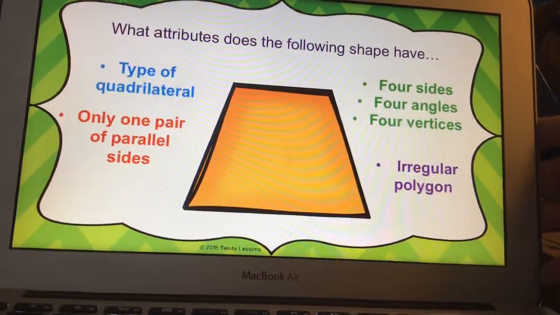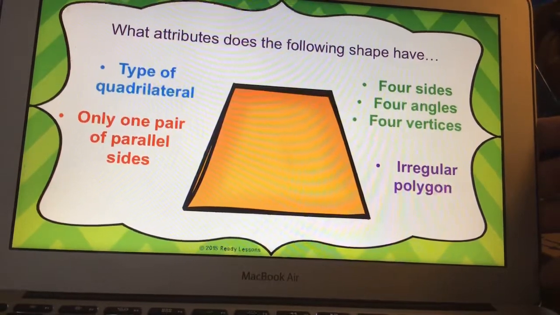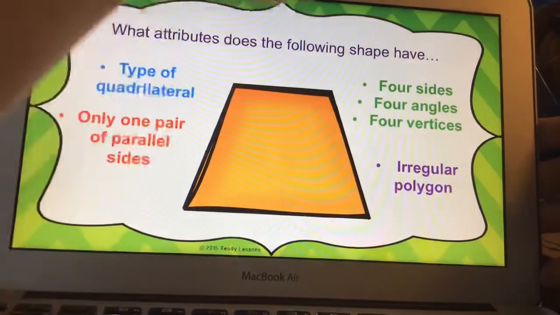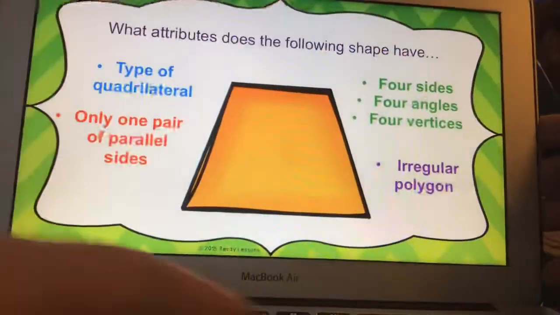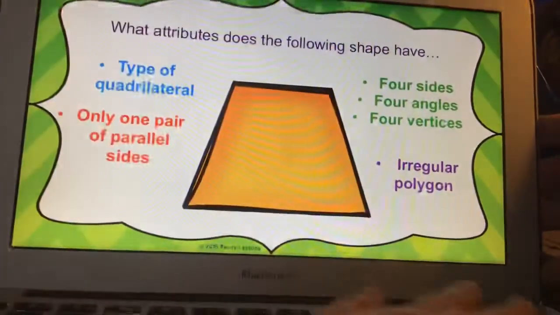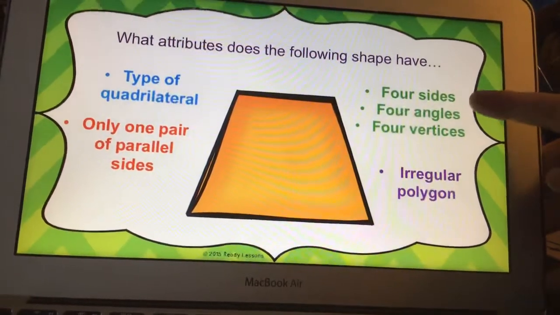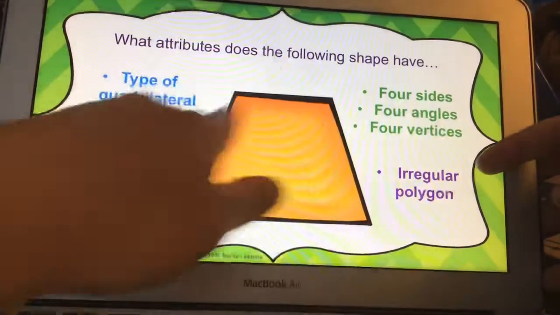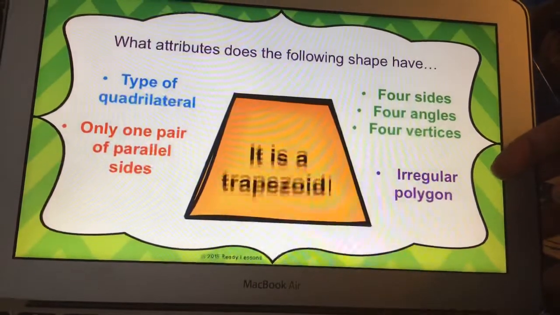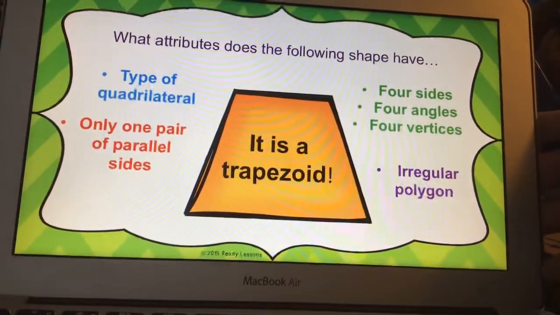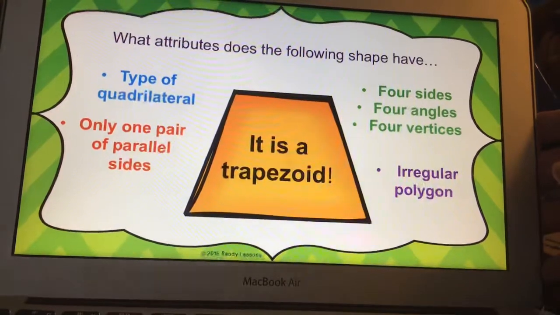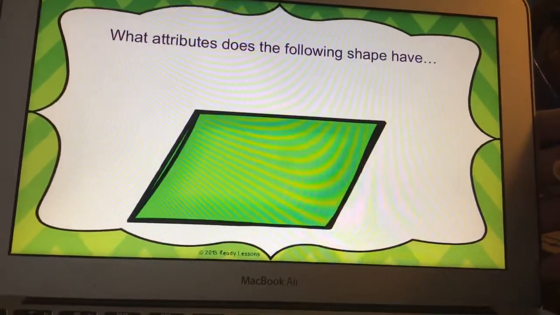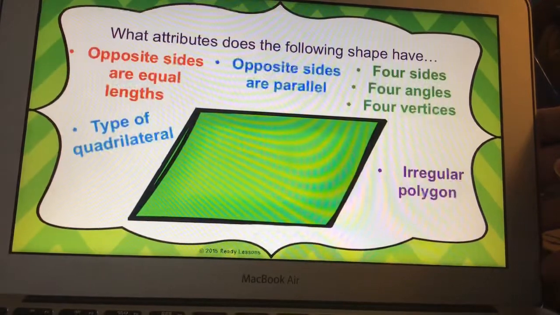Well, it's a type of quadrilateral. Only one pair of parallel sides. And when something's parallel, they are on the sides of each other. Good. They face each other, with a little space in between. 4 sides, 4 angles, 4 vertices. And it's an irregular polygon because not all the sides are the same length. This is a trapezoid. Very, very good. Trapezoid.